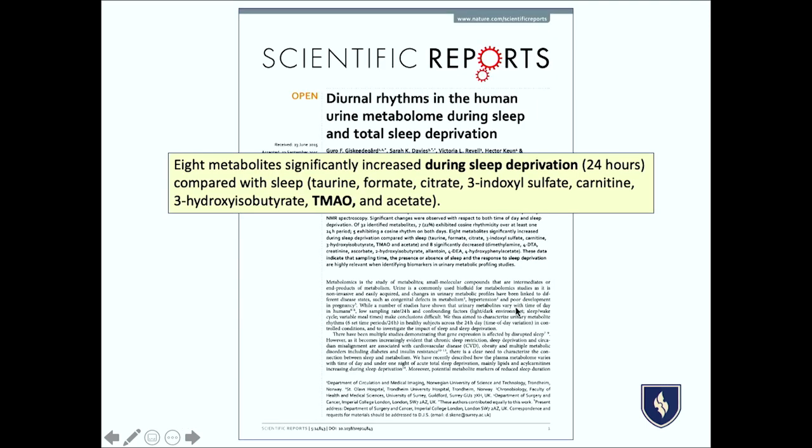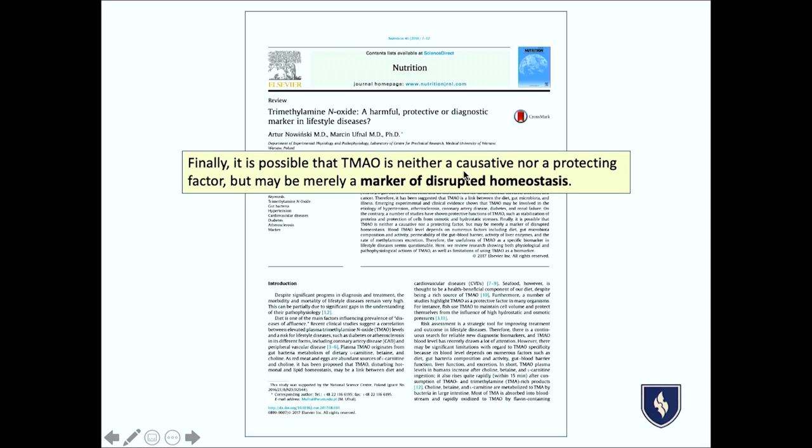The other very interesting thing is sleep. In this study, they looked at different metabolites during sleep deprivation of 24 hours, and they found TMAO levels went off the charts with sleep deprivation. So sleep is critical to keep TMAO levels under control.